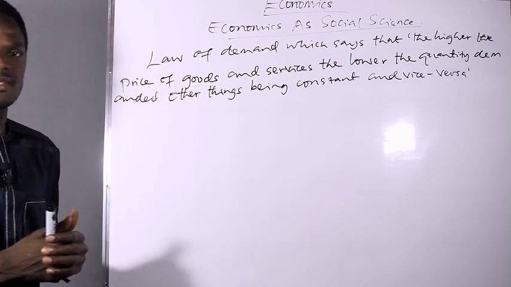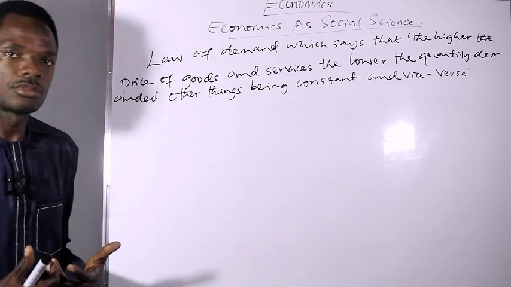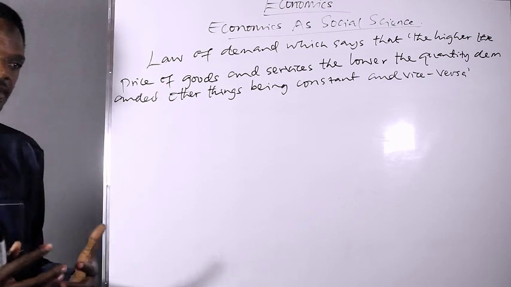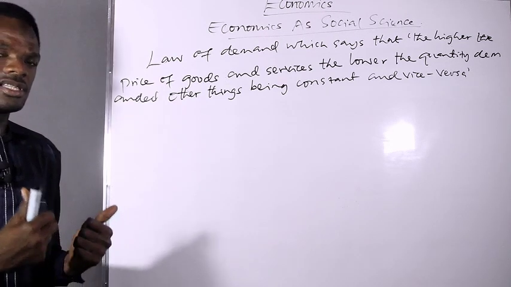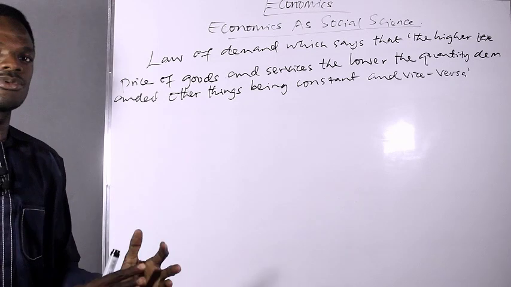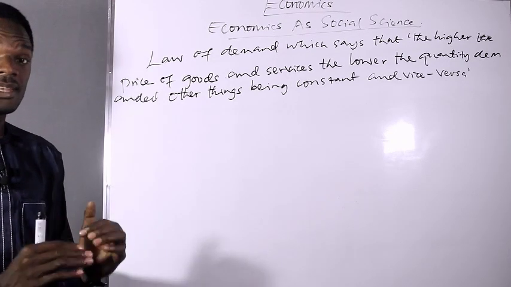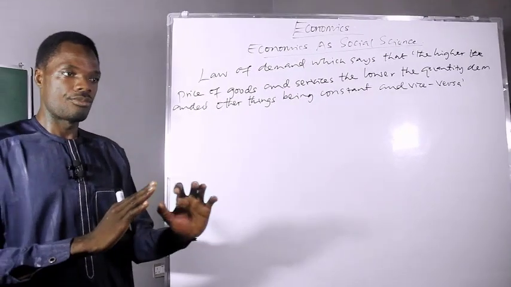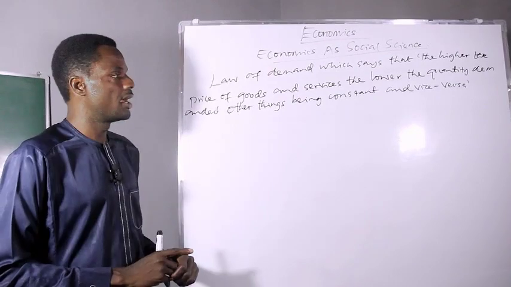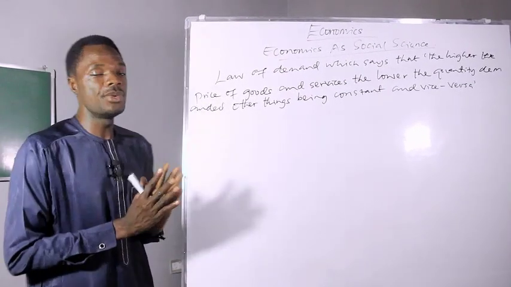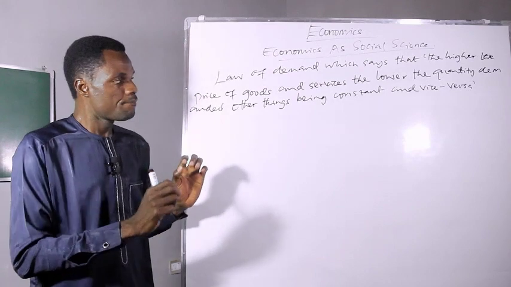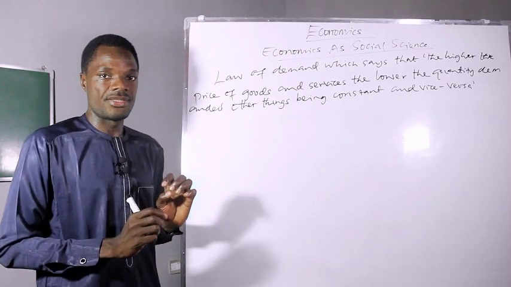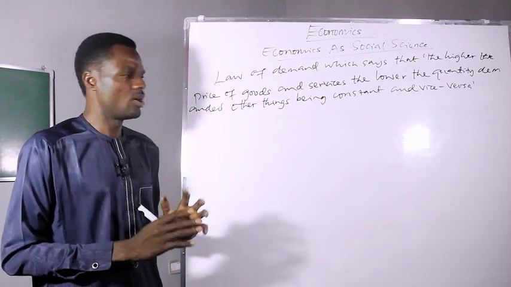What we mean by this statement is that it is the description of the behavior of buyers toward goods and services. Whenever there is an increase in the price, definitely people will buy less of such goods and services. And whenever there is a decrease in the price, there is the possibility of buyers buying more of such goods and services. But this can only be true under a certain condition, as we say, other things being constant. There are other factors that affect demand other than the price.